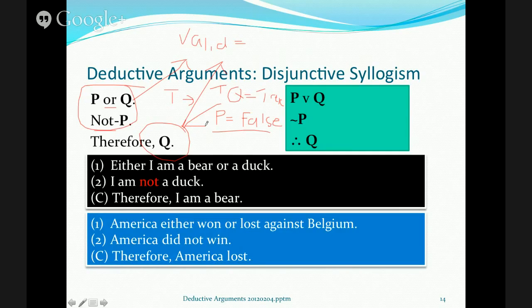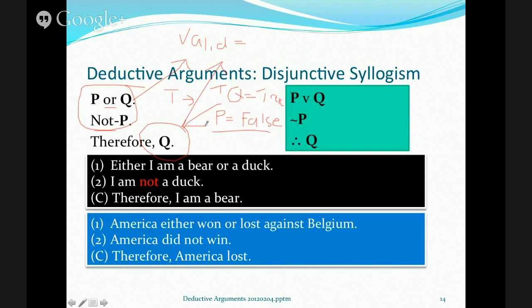So let me just repeat part of the explanation. For P or Q to be true, at least one of the two has to be true. For not P to be true, P has to be false. So either I'm a bear or a duck. I am not a duck, therefore I am a bear.